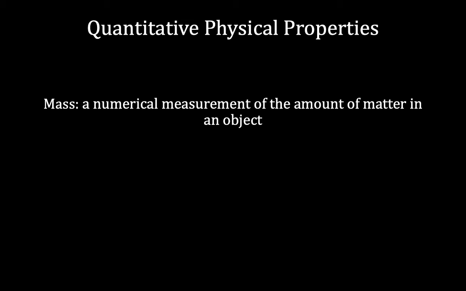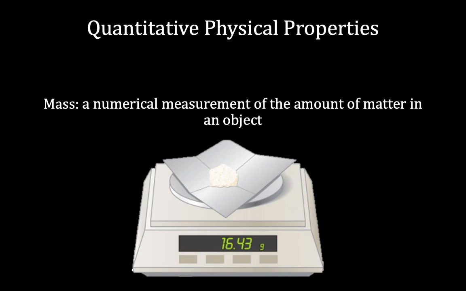Mass is a numerical measurement of the amount of matter in an object. So you can measure mass using weigh scales. They look something like this. You take your substance, you put it on top of it, you've got the reading that shows up, and that is going to be your measurement or your numerical value.